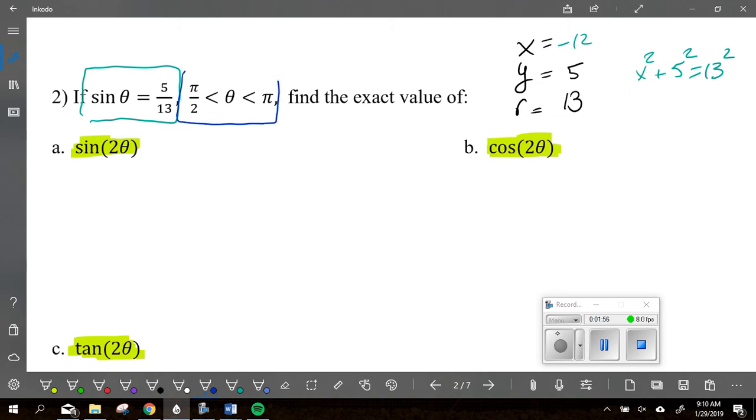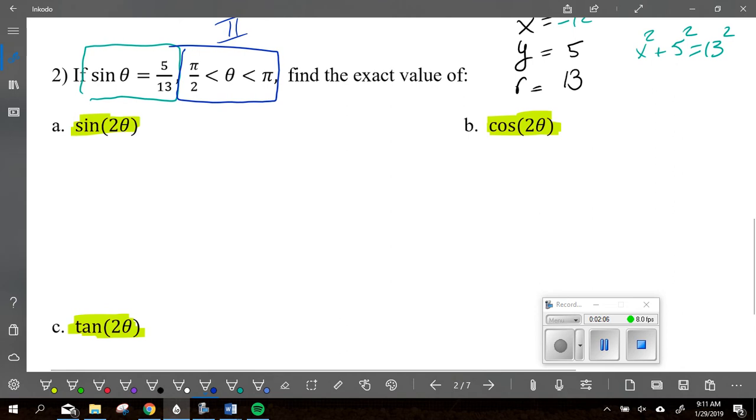It says theta is between pi over 2 and pi. Which quadrant are you in if you're between pi over 2 and pi? You're in the second quadrant. Everybody good with that concept? Let's go to the next part.